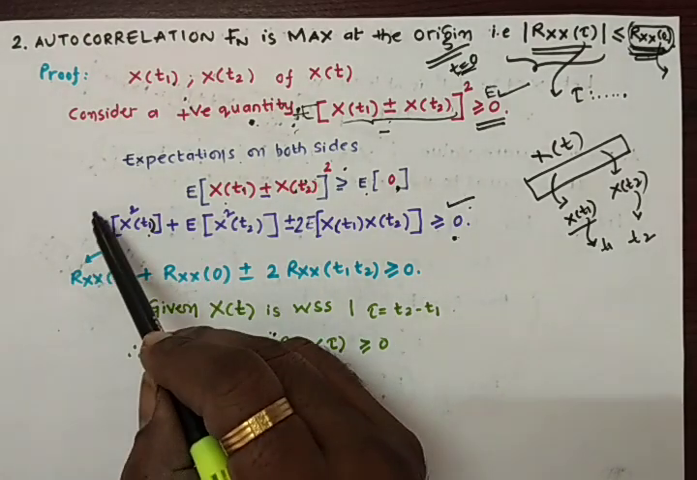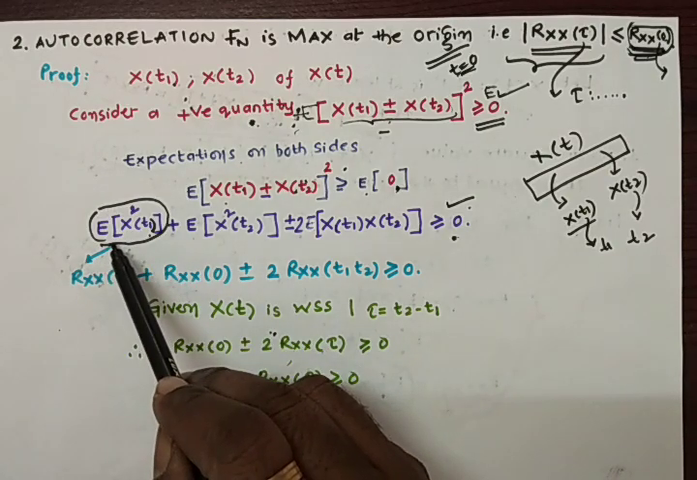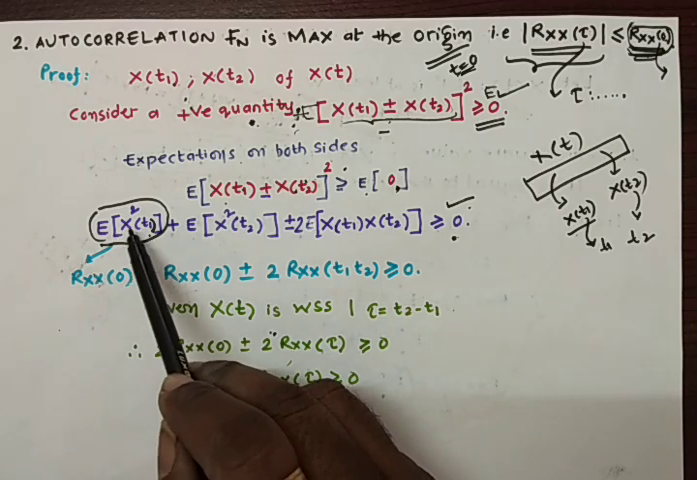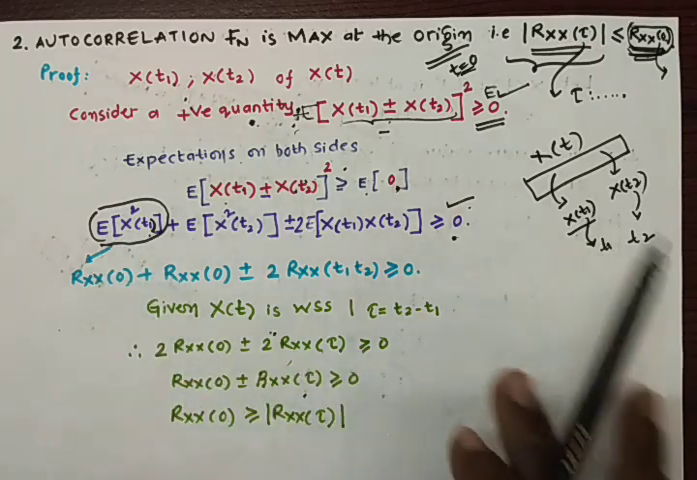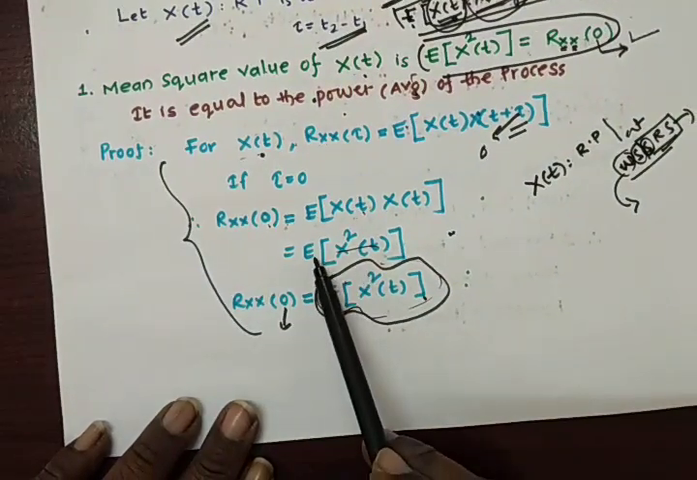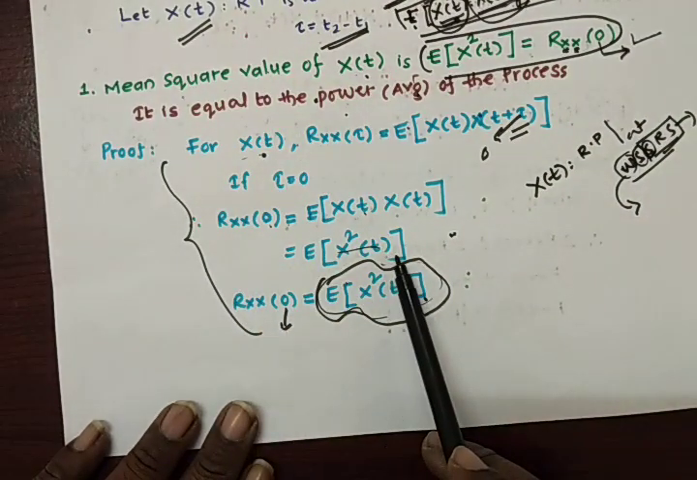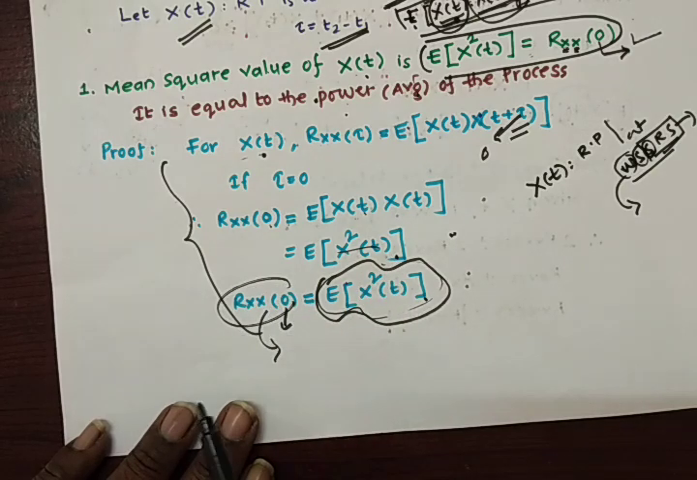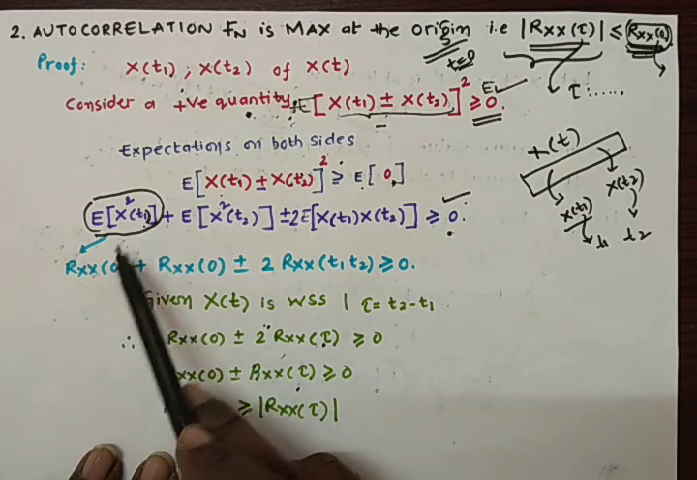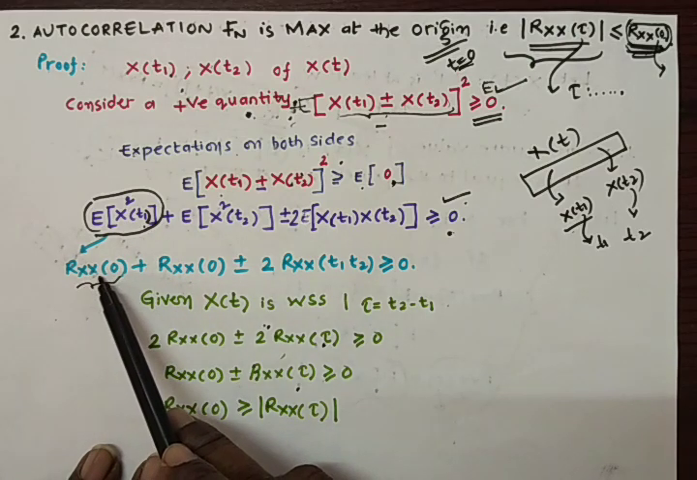We know from the first property that the mean square value of a random process, or of a random variable chosen at one particular instant of time, is nothing but the autocorrelation function at the origin only. We have discussed this in the previous property. See this one: the mean square value will be the autocorrelation function at the origin only. So E of x square of t will be Rx of 0. By using the first autocorrelation property, we can write E of x square of t1 will be Rx, the autocorrelation function at the origin.